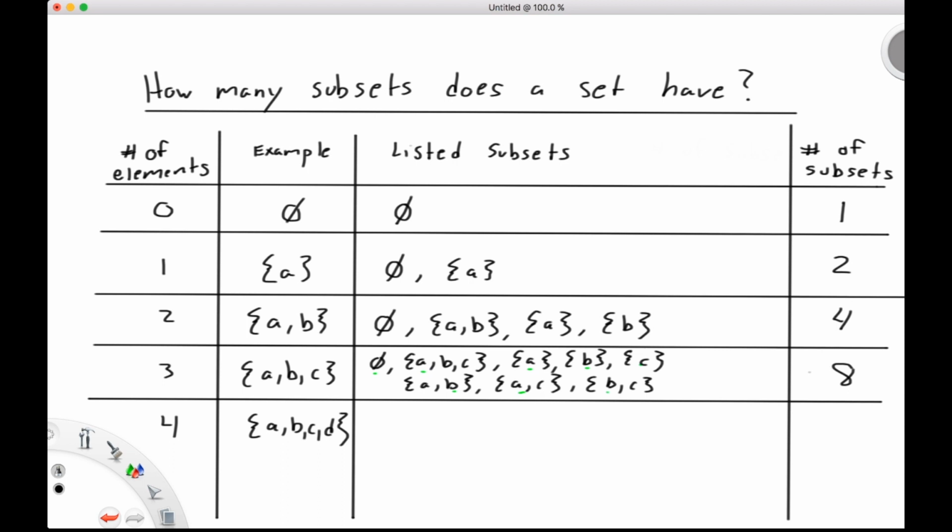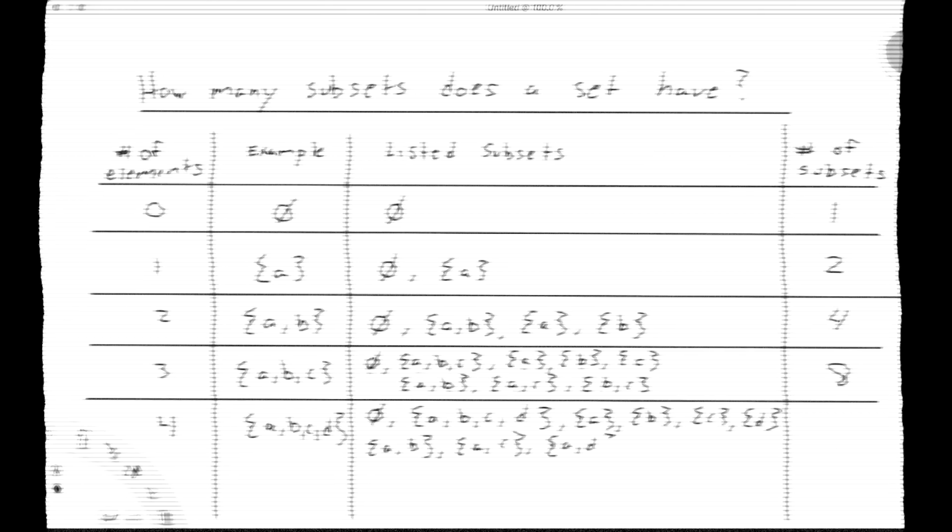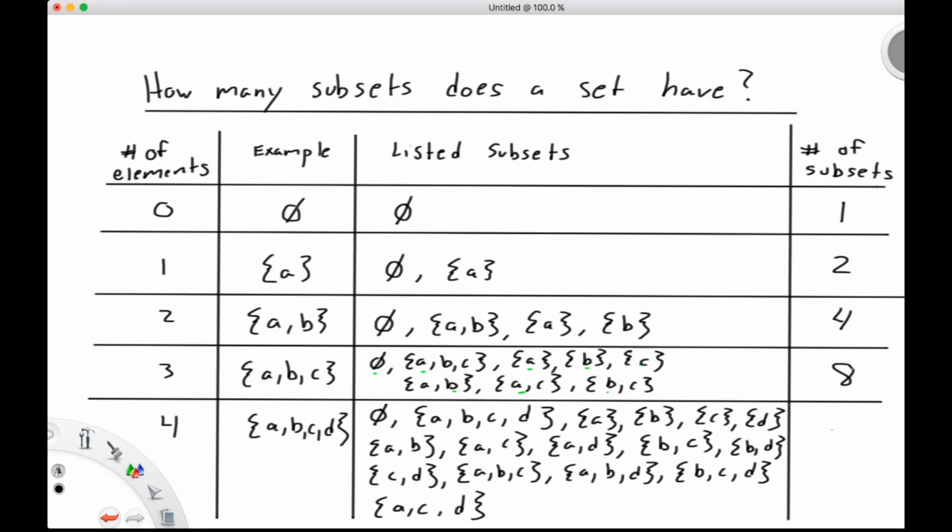And we could even keep this going for 4. And now I'll fast forward this piece a little bit for you. But if you take the time to list these out, right, as I have here, and count these up, it turns out that we have 16 possible subsets.